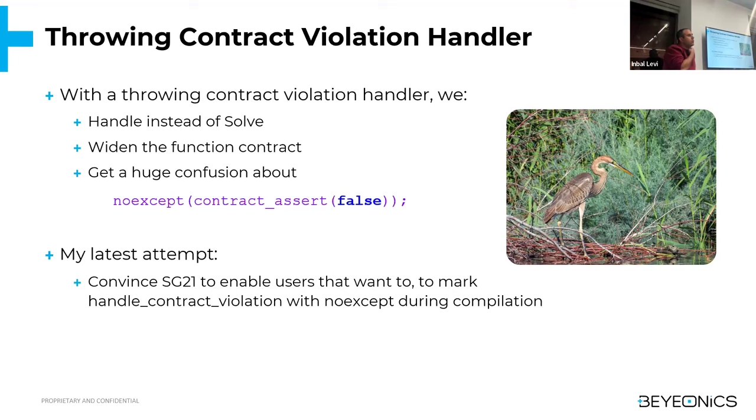But abort itself is. One moment. You always return from the contract handler. It doesn't return. Not from the contract. From the contract handler. From the handler. From the handler of contract violations, you return back. Return back where? To the code that caused it.